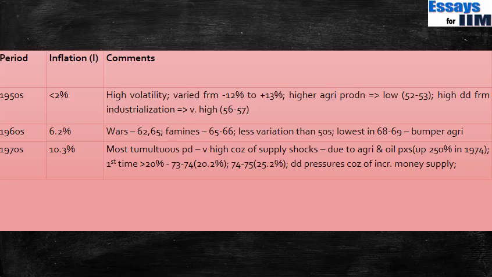In 1974, the oil prices shot up by 250%. So obviously you can imagine that will have an impact on the prices in India. Like I said, it was the first time that inflation rose more than 20%. In 73-74, again you can see, because of the oil price shock, inflation was 20.2%. In 74-75, inflation was 25%.